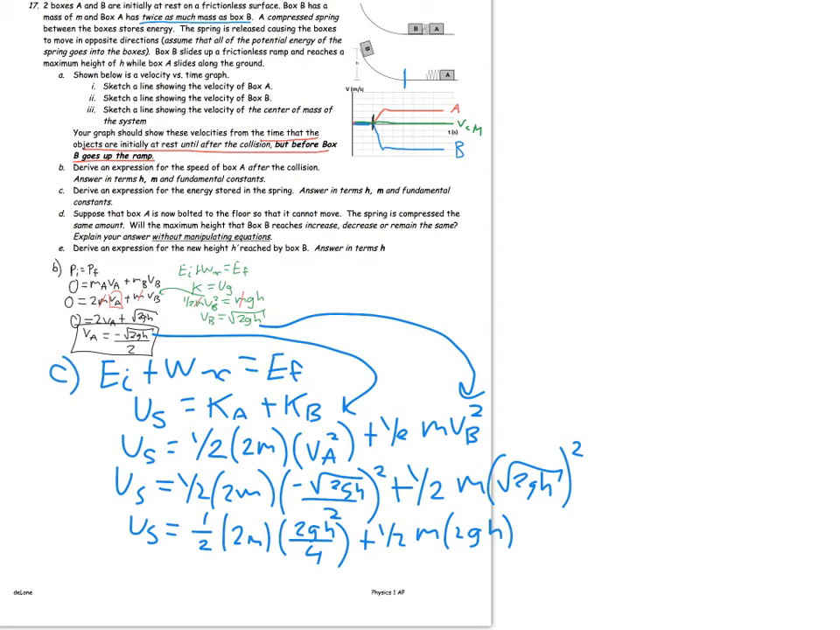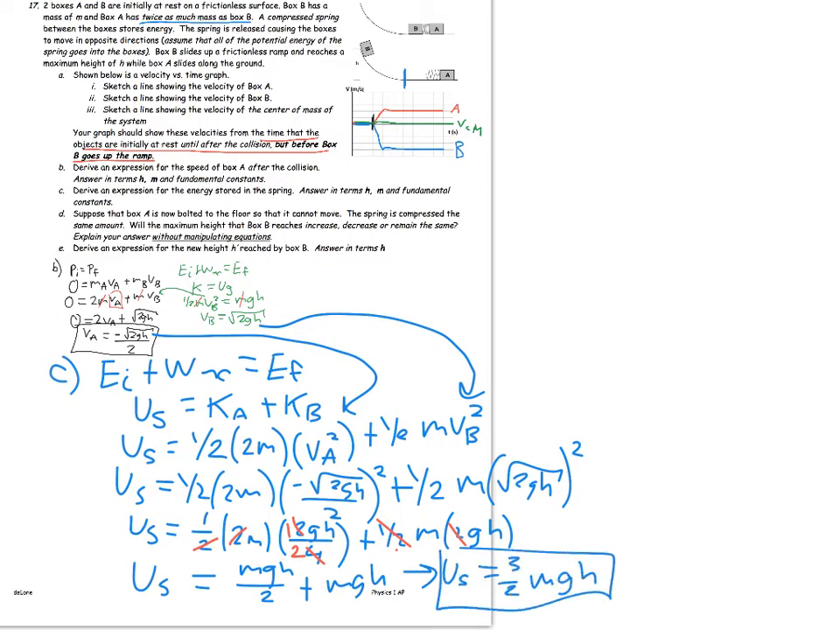I can go ahead and square both those quantities, and I'm going to do a little simplifying here. Some of those 2's and 1/2's will cancel out, and this just becomes 1 over 2. And so what I ultimately get from my spring potential energy is that spring potential energy is going to be equal to mgh over 2 plus mgh, which really gives me a total of 3/2 mgh. So there's my spring potential energy that was ultimately stored in that spring that got converted to the kinetic energy of the two objects.